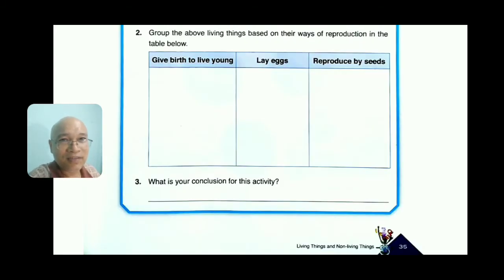So in this activity, before we answer this one, group the above living things based on the ways of reproduction in the table below. I want you to answer here: give birth to live young, lay eggs, and reproduce by seeds. I want you to group them in here, and about your conclusion in number 3.